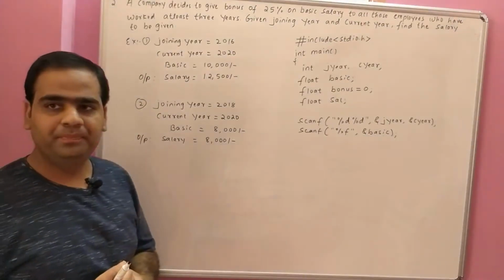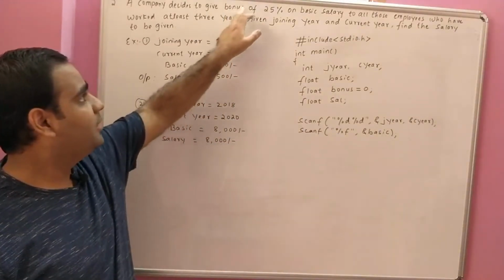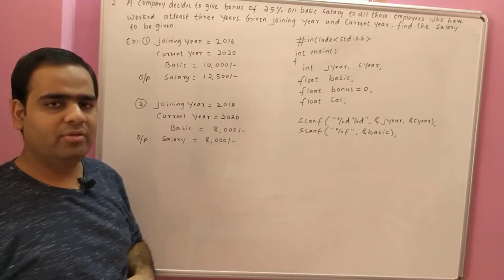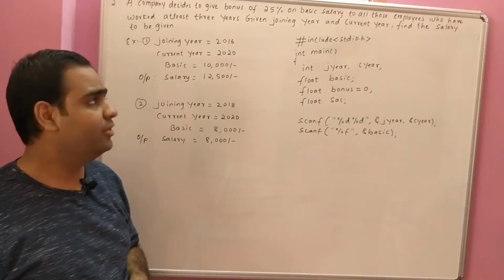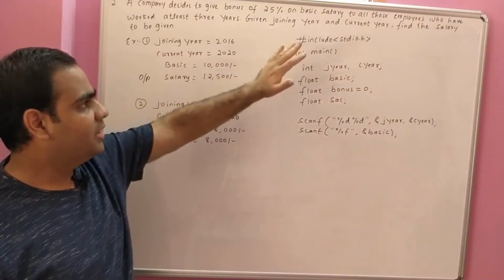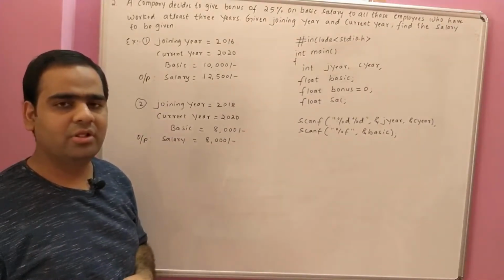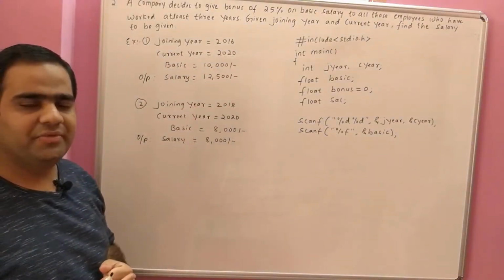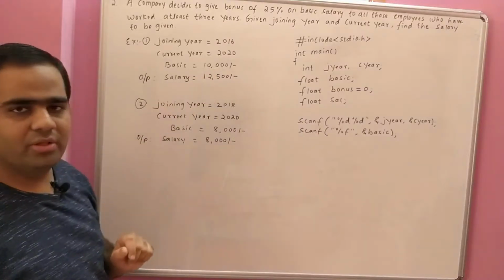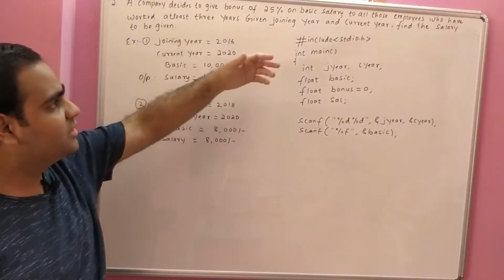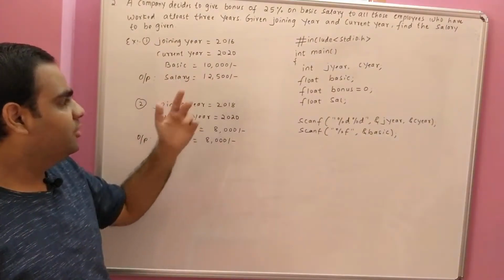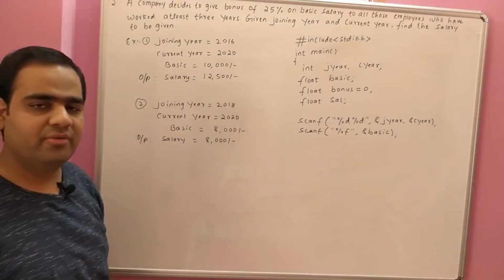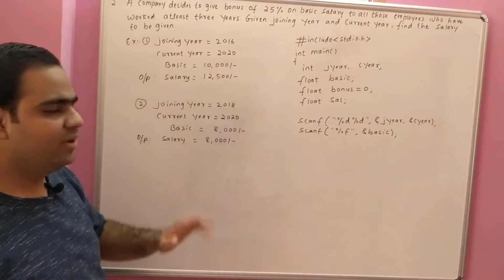This is an example where it is given that a company gives a bonus of 25% on basic salary to all those employees who have completed at least 3 years of service. We are given the joining year and the current year. We need to find the total salary to be given. Assume that the joining year is 2016 and the current year is 2020 and the basic pay is 10,000. Since the years of service is 4, which is greater than 3, the salary would be 12,500. 10,000 plus 25% bonus, 25% of 10,000 is 2,500, hence we get 12,500.